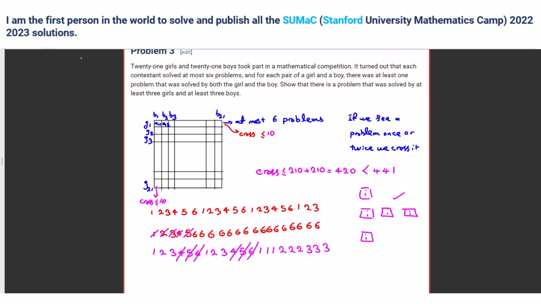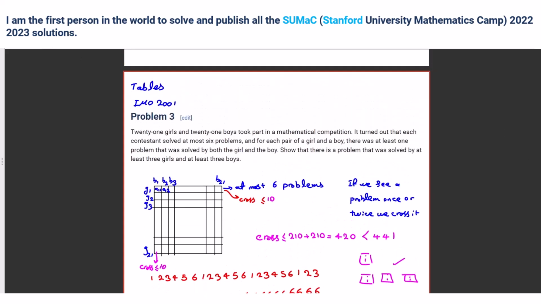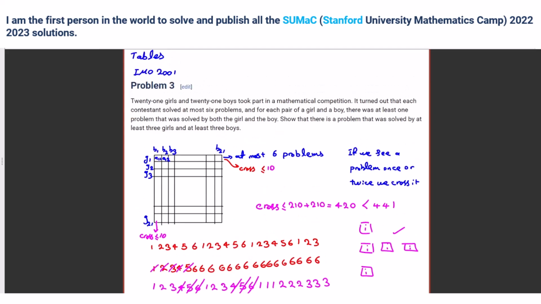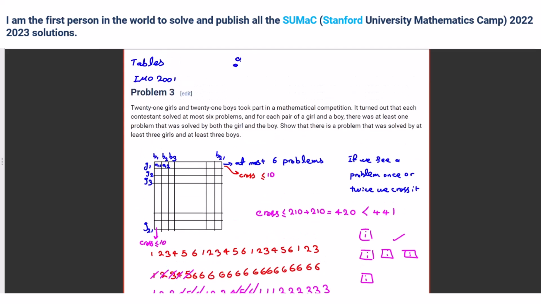Okay, it was an IMO problem. The third problem is the hardest problem of that exam. And we solved this with tables. We could also try with graphs. Say B1, B2 to B21, and G1, G2 to G21, and then connect them and, for example, label the edge with i, the problem that they solved together. But I prefer the table for this problem. But if you want, you can also try it.